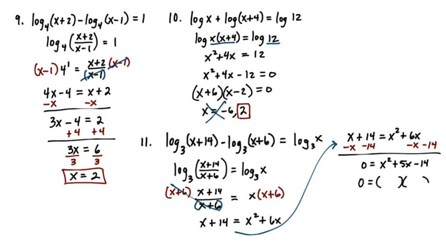Now when you factor this, you need two numbers that multiply to negative 14 and add to 5. And you can verify that 7 and negative 2 work. So our solutions will be negative 7 and 2. And I want you to notice if I plug negative 7 in here and here, I have a problem right here because I'd be taking the log base 3 of negative 1. So we know we can't take the log of a negative, so the negative 7 is out. And you can verify that the 2 does work.